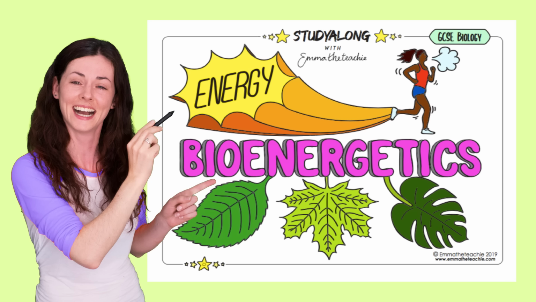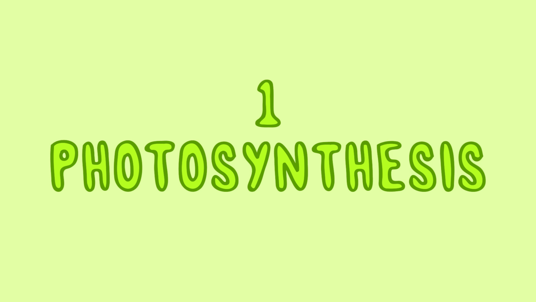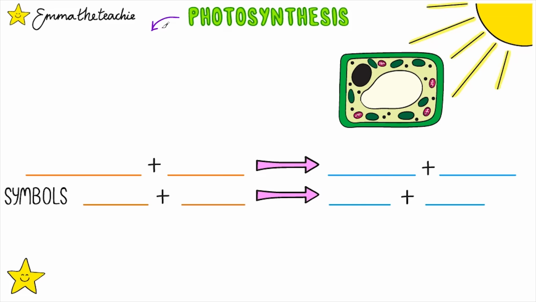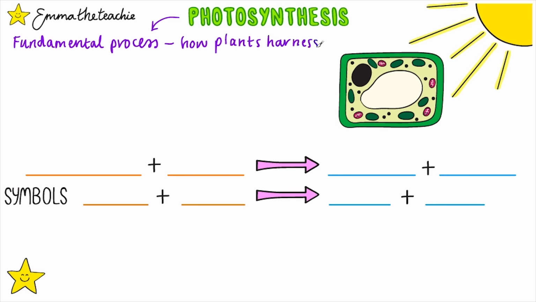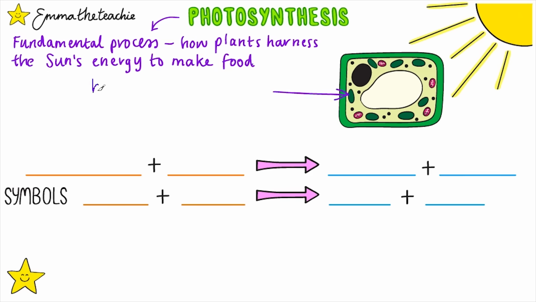Our fourth and final topic is bioenergetics, and we'll be kicking it off with number 1, photosynthesis. Photosynthesis is a fundamental process that has already come up in lots of earlier topics like cell biology. It's how plants harness the sun's energy to make food. And this happens in the green parts of the plant, like the leaves and the stem, in the chloroplasts, these little green bits here. This is the word equation.